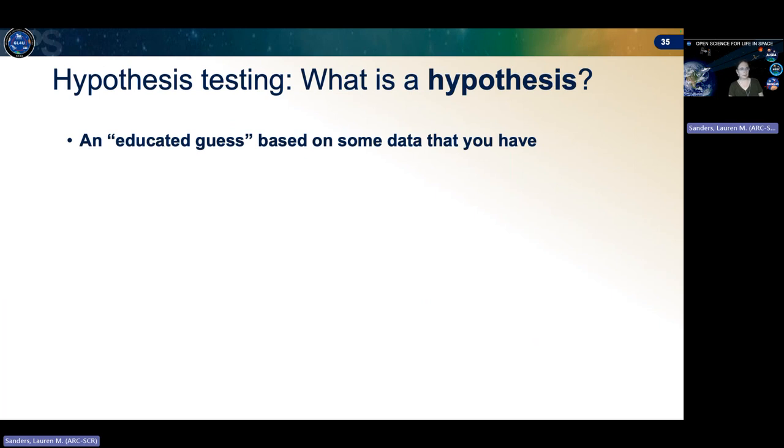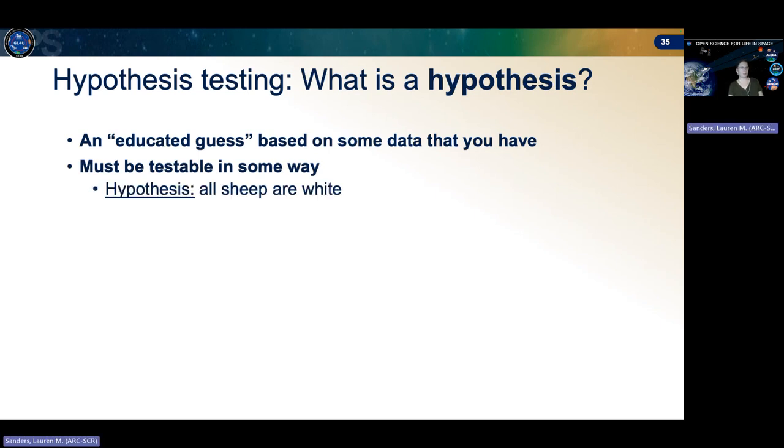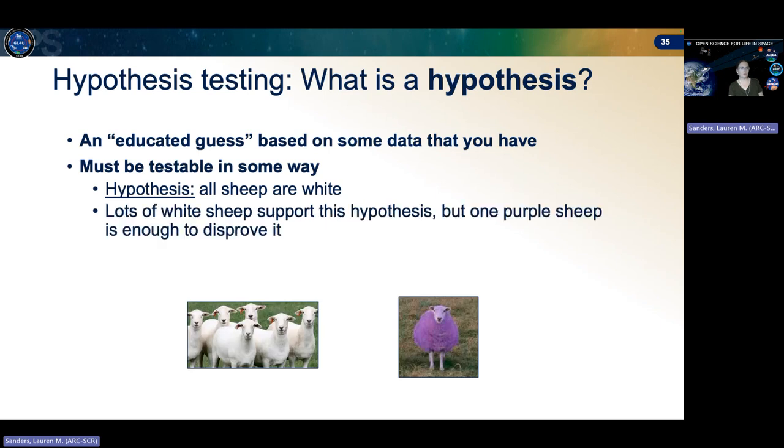So here Mel's looking at all the iris data and saying, I wonder what could explain this clustering pattern. Maybe it's a gene that's turned on and off. Now, a hypothesis has to be testable in some way, otherwise it's useless. So let's say we come up with a hypothesis based on everything that we've seen. Okay, all sheep are white. Well, lots of white sheep support this hypothesis, but only one purple sheep is enough to disprove it. So this hypothesis is testable. If you see a sheep that's not white, there you go.